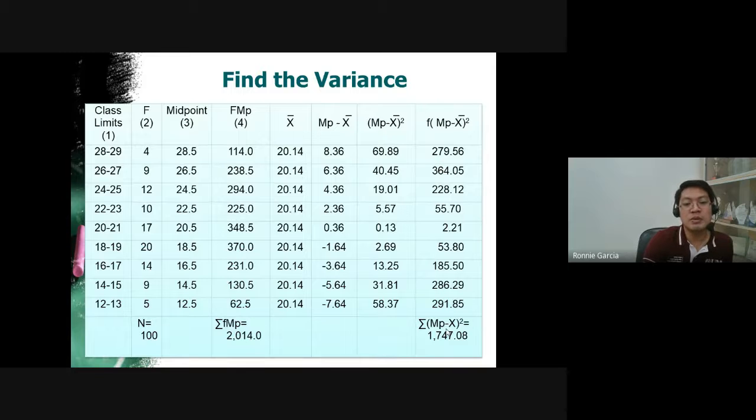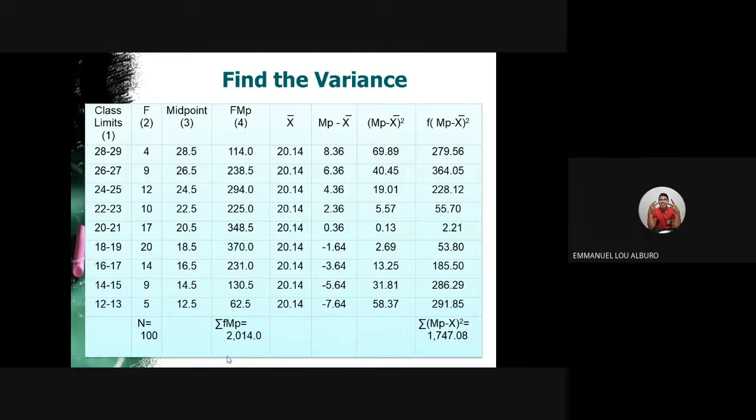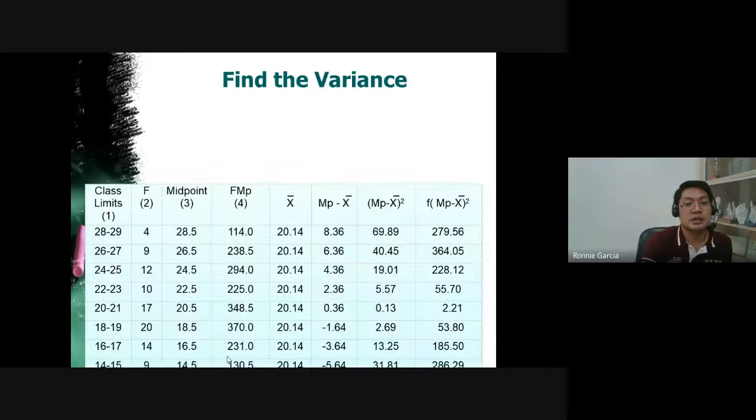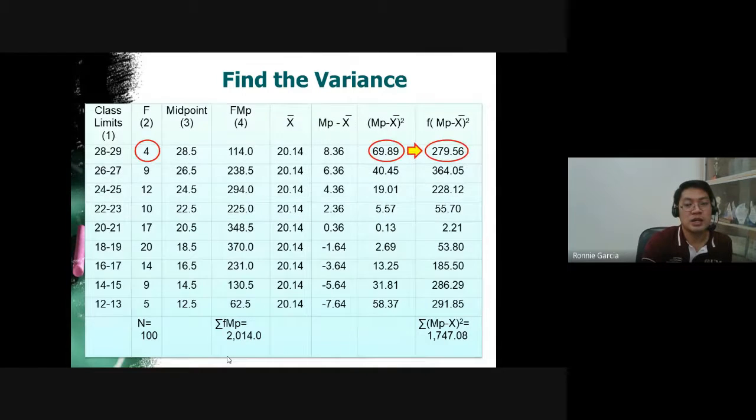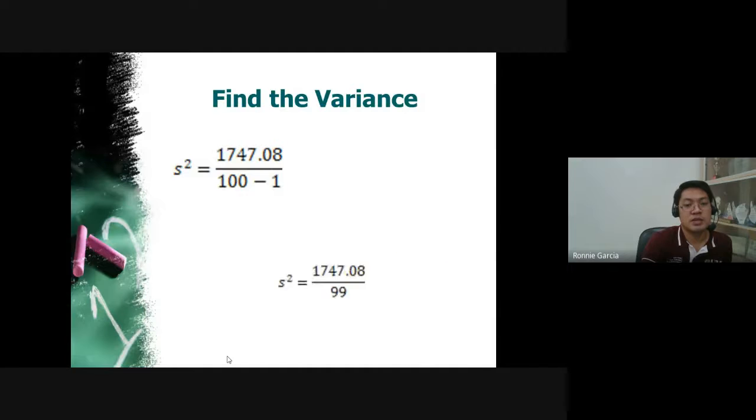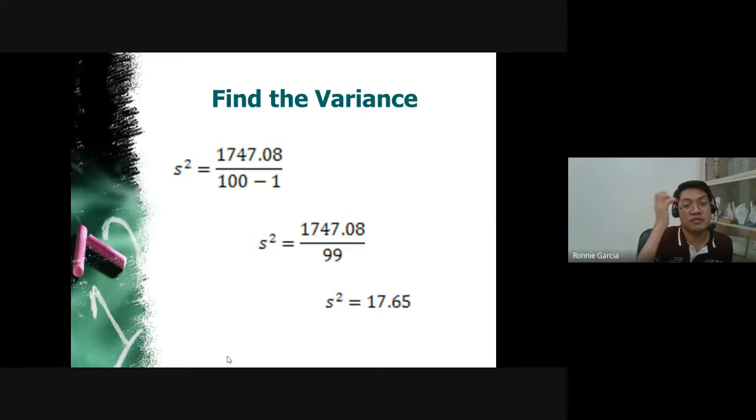The denominator is n minus 1, right? So 100 minus 1 is 99. So 99 is your divisor for 1,747.08. The result is 17.65. So that is the variance for the grouped data. Again, it's a bit complicated on your part, especially if you are doing this for the first time. I'm just presenting to you the process, and anyway, you will not be required to perform that.